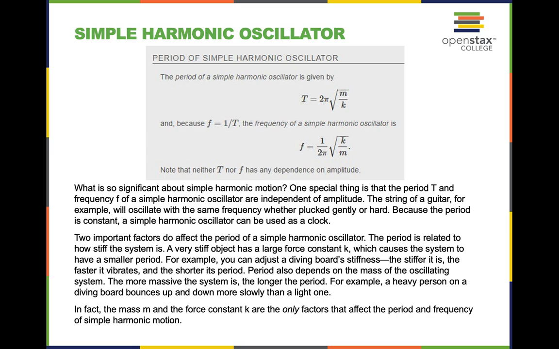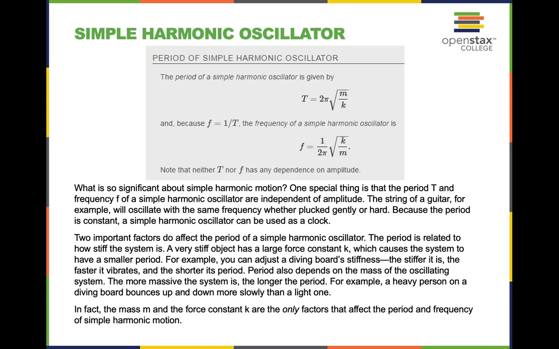So what is so significant about simple harmonic motion? One special thing is that the period T and the frequency f of a simple harmonic oscillator are independent of amplitude, of its displacement. The string of a guitar, for example, will oscillate at the same frequency whether plucked gently or hard. Because the period is constant, a simple harmonic oscillator can be used as a clock.